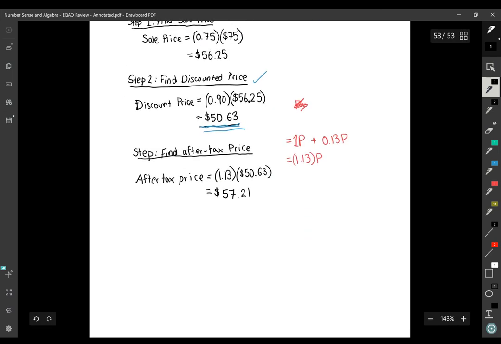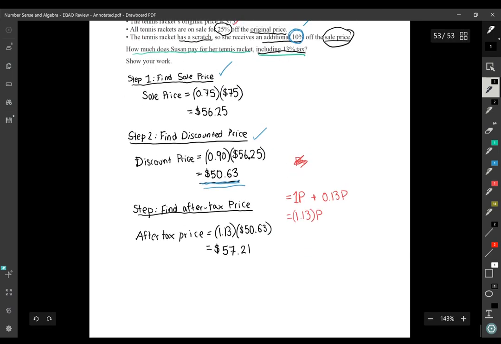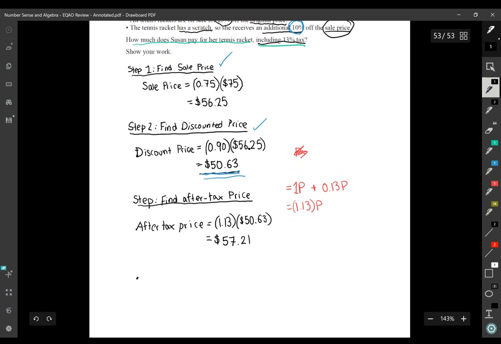Okay, so therefore, now we can write our concluding statement. So therefore, after taxes, Susan pays $57.21 for her tennis racket.